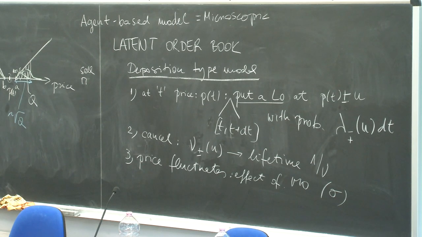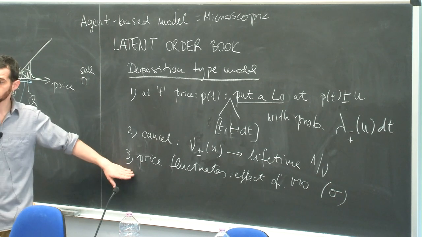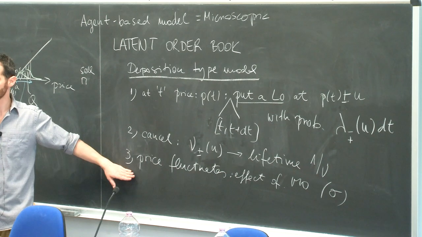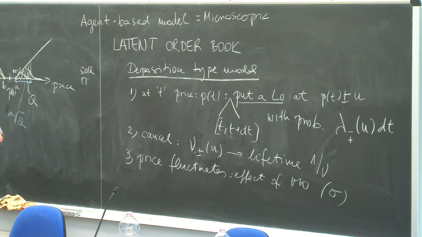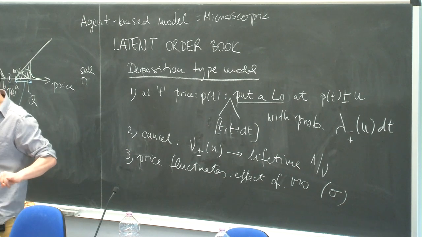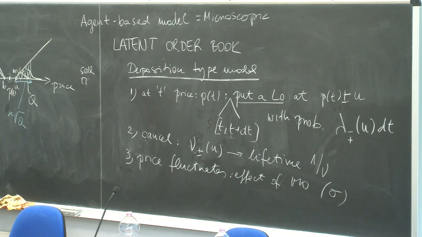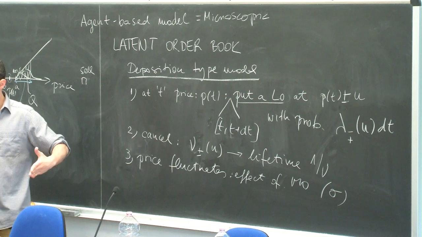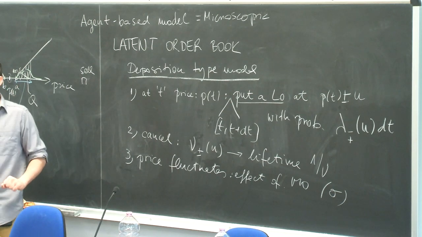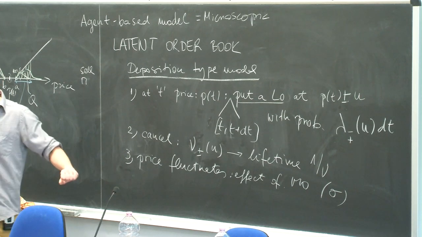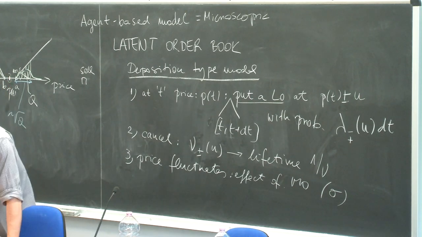Yes, so the assumption is that the mid price fluctuates. You add in by hand that there are these things falling. They don't do anything for now. We'll get a more complicated model. You could say that they interact with each other, but for now they don't. They fall, they have a lifetime, and then there is a price which diffuses.